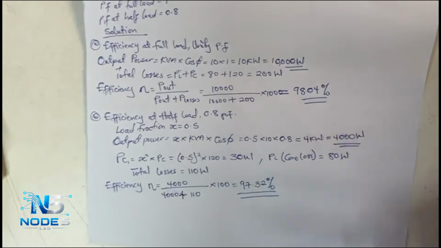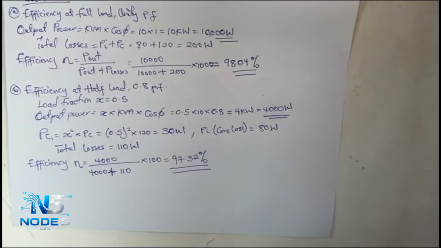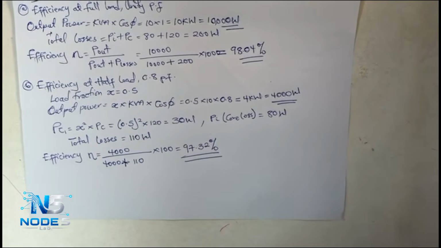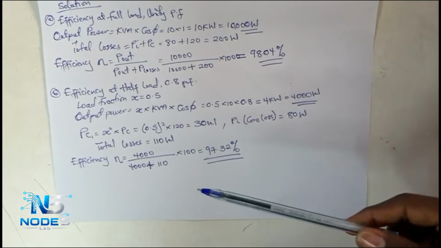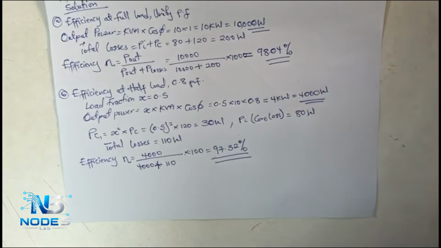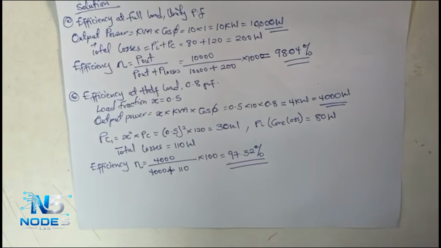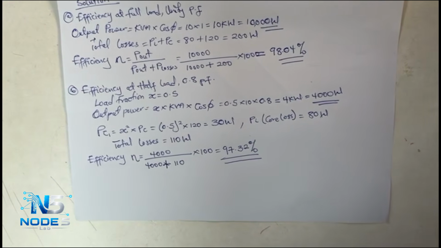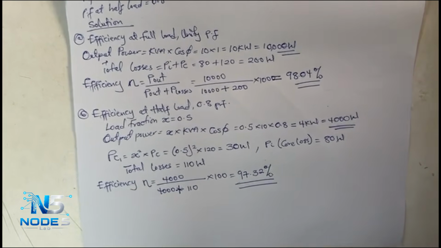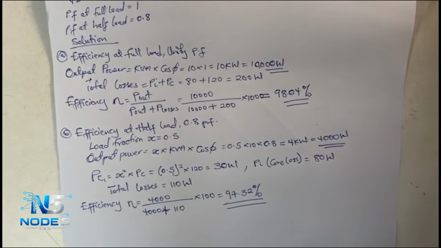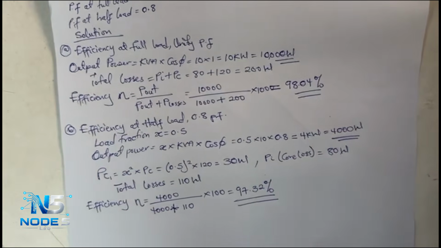Okay, so the half load, always remember that the iron losses are always constant, but here the copper loss varies. So as soon as you hear that we are solving for the half load, the copper loss also has to be divided, or to be what? To find it, we need the copper loss at the half load.